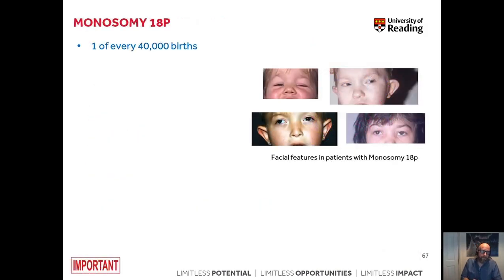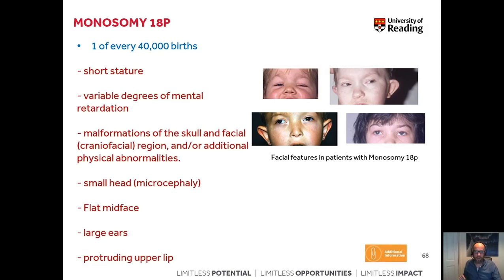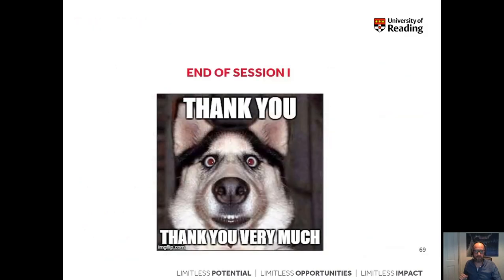Another example of monosomy resulting in genetic disorders is monosomy 18p. The frequency of the syndrome is 1 in every 40,000 births, and the result is short stature, variable degrees of mental retardation, and malfunctions of several organs.